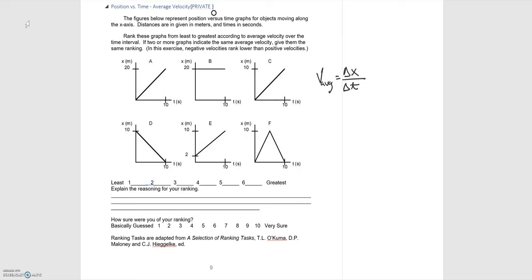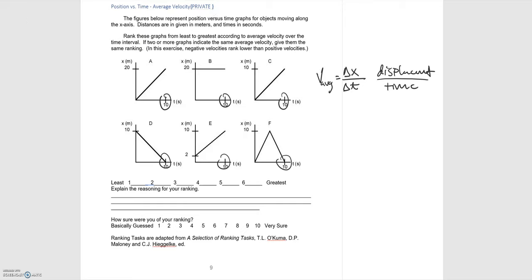And so we're going to need to know two things to be able to rank the average velocity. The first is the displacement, and the second is the time. So let's look at the graphs and let's look at the time axis, or the x-axis. You'll notice that all of the graphs end at 10 seconds. So we can compare all of these average velocities by comparing their displacements, because if the denominator is constant, since the time interval is constant, the greater displacement is going to result in a larger average velocity.